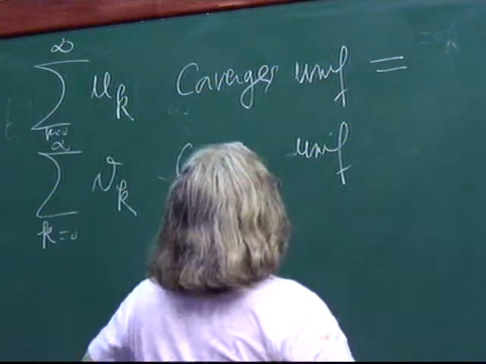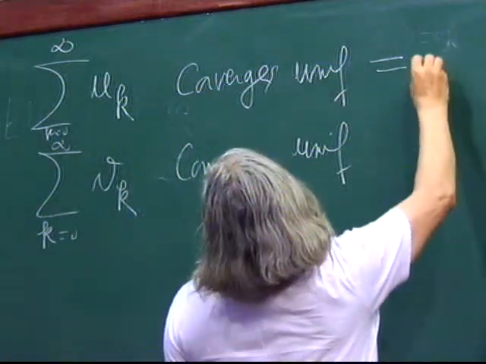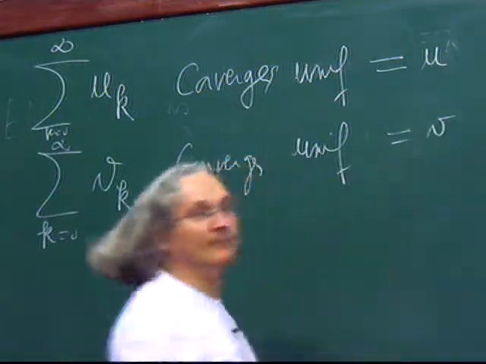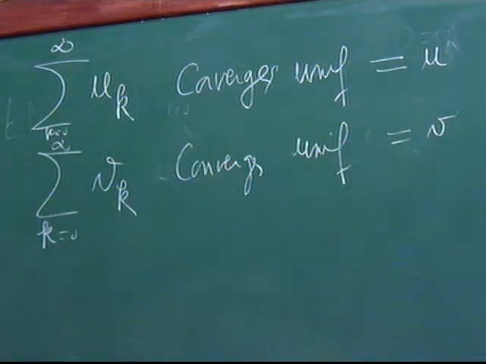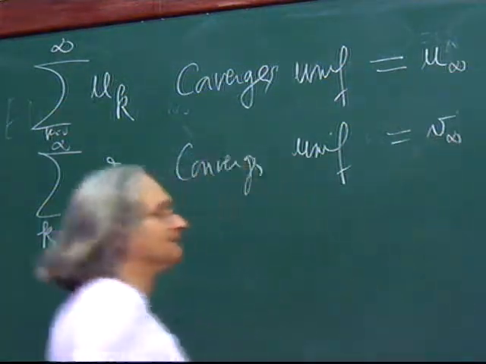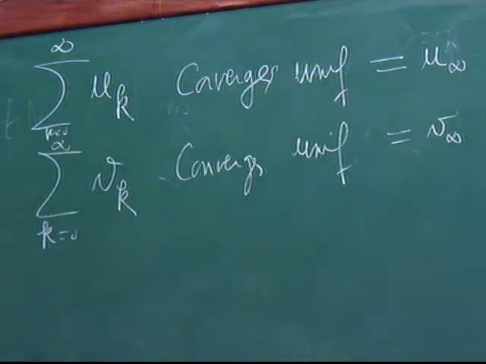Assume this is true, then I can call this sum U, and this sum V, the sums to infinity. And I claim that these functions U and V are exactly what is required to solve our problem, that is, to construct a meromorphic function on the global surface.